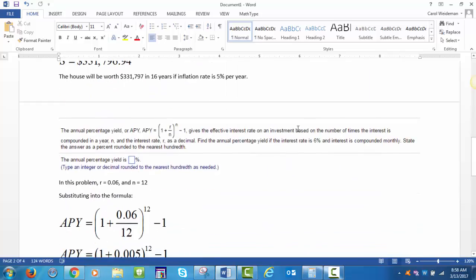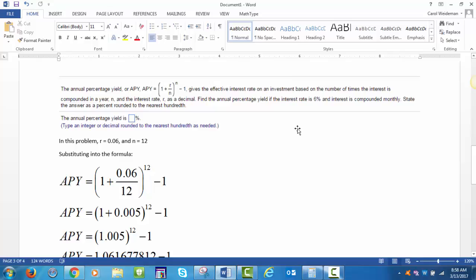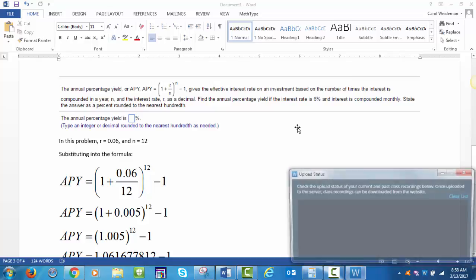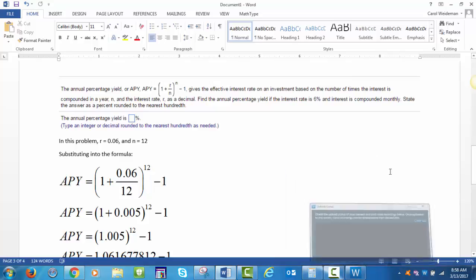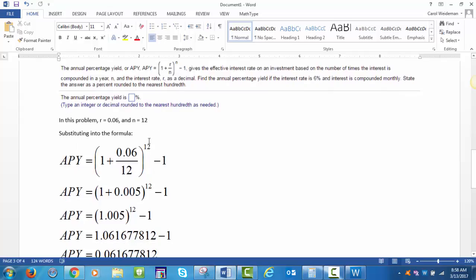All right, the third type of problem here is what's called an annual percent yield problem. We want to get the effective interest rate on an investment based on the number of compounding periods in a year. The formula is provided for you. The interest rate is 0.06 in this problem, and we're going to compound monthly. So again, substituting into the formula, 0.06 for R, number of compounding periods per year, 12.